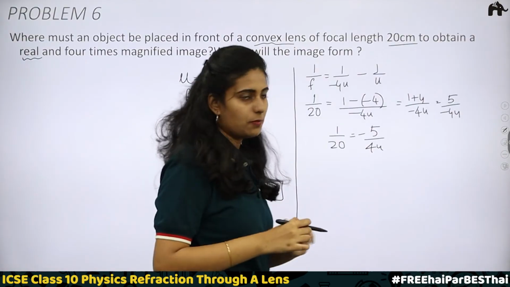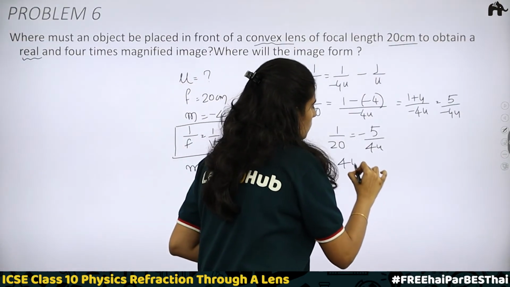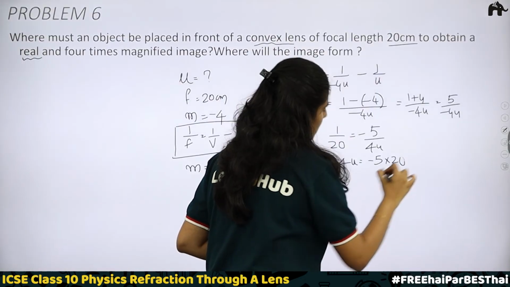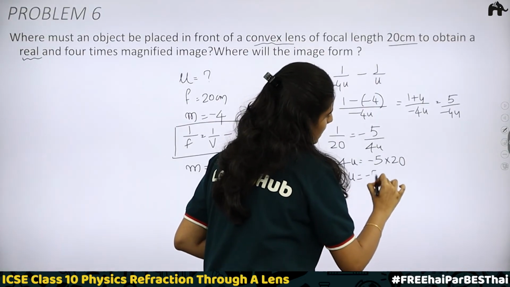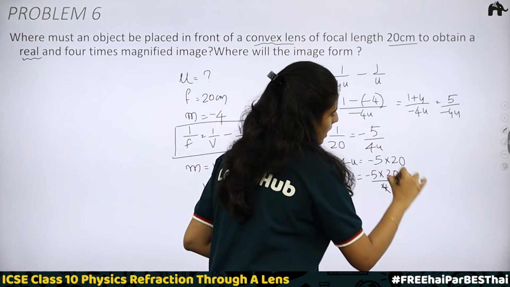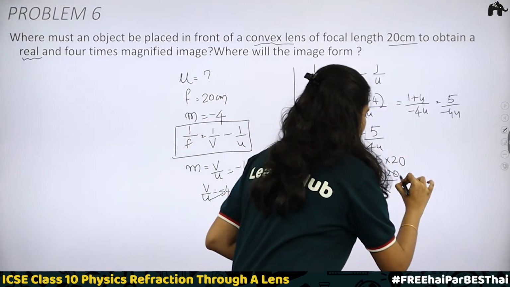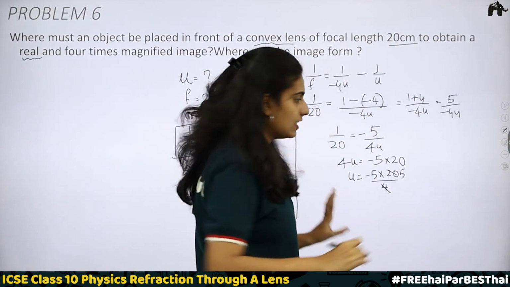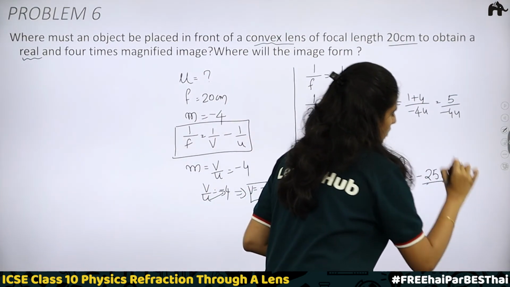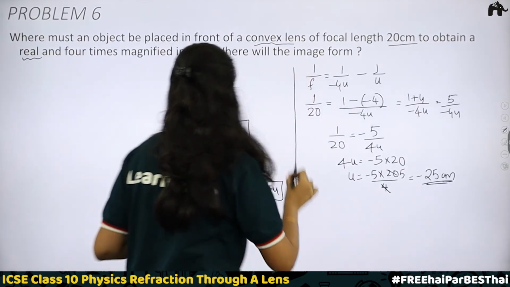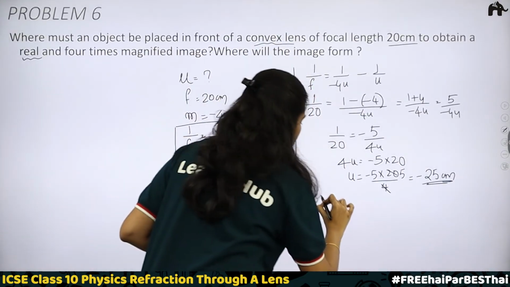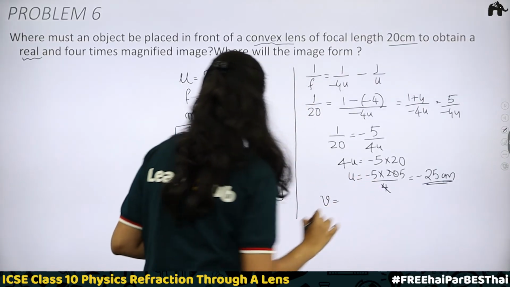Taking this 4u to the opposite side, 4u is equal to minus 5 into 20. U is equal to minus 5 into 20 divided by 4. 4 and 20 can be cancelled. We get 5 here. 5 into 5 is 25, so u is minus 25. Object distance will always be negative. Now the second part of the question, where will the image be formed? Which means we have to find the image distance v.